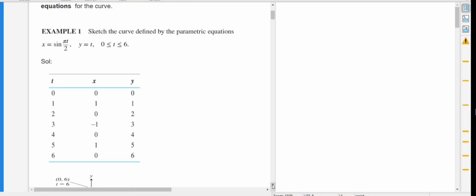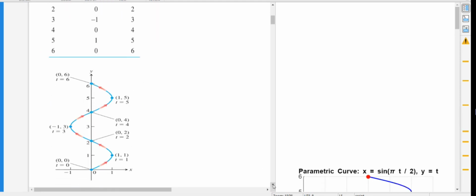Let me just show you the first example. For example, we have x which depends on t and y equal to t, and t is 0 to 6. In the first case, you draw a table and give values to t. Remember that this t is not on the x-axis, neither is it on the y-axis, but it is just a parameter. That's why these are called parametric equations. Put all the values from 0 to 6: you get x equal to 0, y equal to 0; t equal to 1, x equal to 1, y equal to 1, and so on. So you draw this curve. I will show you this curve in animation. You will see that now.